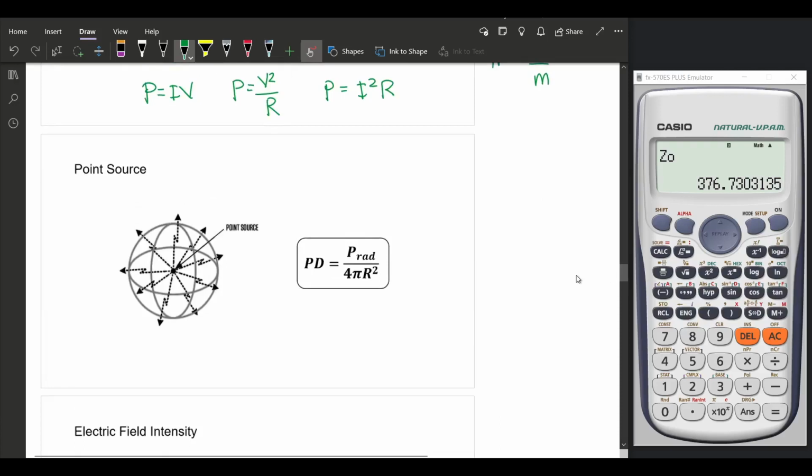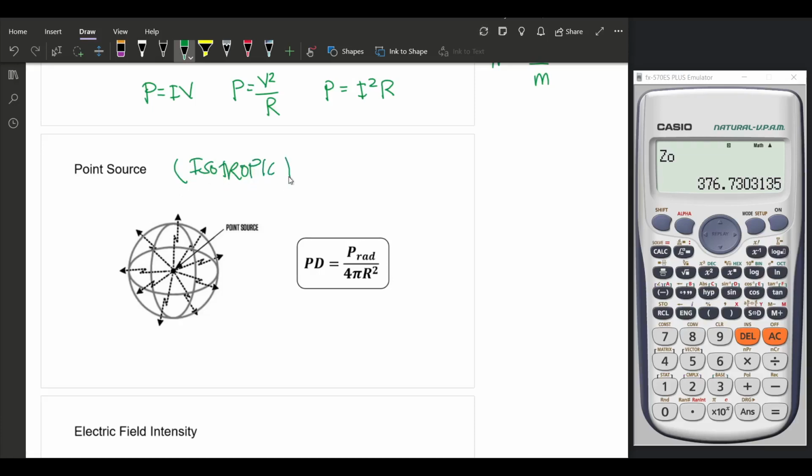When you say isotropic, it is a point source, a theoretical source of signal wherein it radiates the signal uniformly in all direction. Okay, ganun yung definition for the isotropic. Nire-radiate niya yung signal natin uniformly in all direction. Meaning, yung wavefront niya is spherical. Okay? Para siyang bilog na bola.